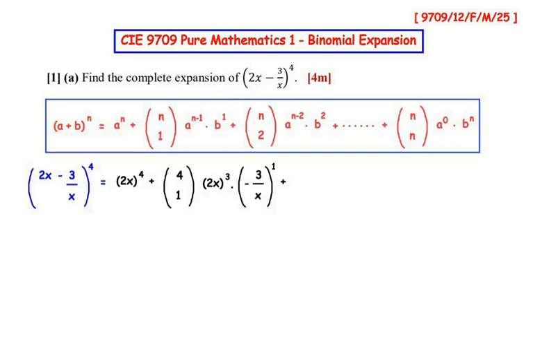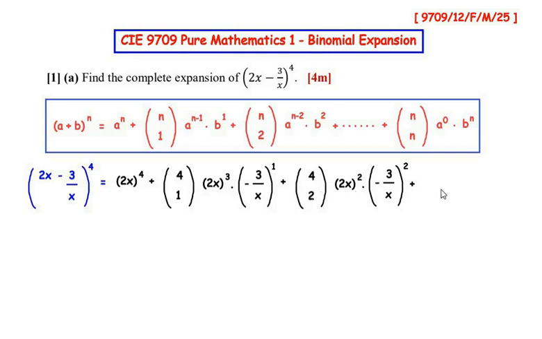Now you can see the power of a is going to reduce by 1. So here the power was 4. Now here the power is going to be 3 times. Now b is going to be negative 3 over x raised to the power of 1 plus. Now let us write down the third term, 4C2. So if you look at these brackets given over here, here the number is going to increase by 1 till it reaches the same power.